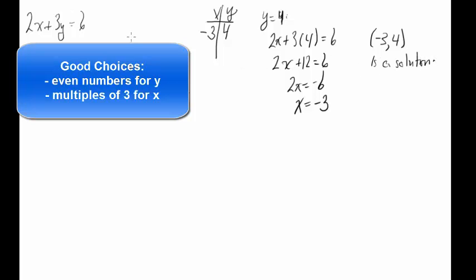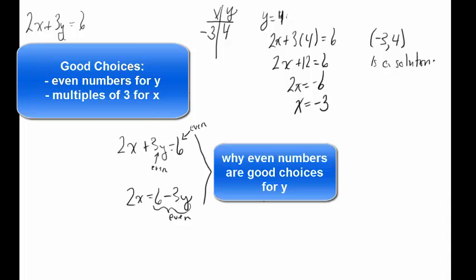And the reason this works is because we note that 6 is even, so if we plug in an even number for y, 3y is even. We're going to subtract off the 3y. We've got an even number minus an even number. This is still even. And then when we divide by 2, an even number divided by 2 is an integer number. So that's why even numbers are good choices for y. To see why multiples of 3 are good choices for x in this situation, you use similar logic.